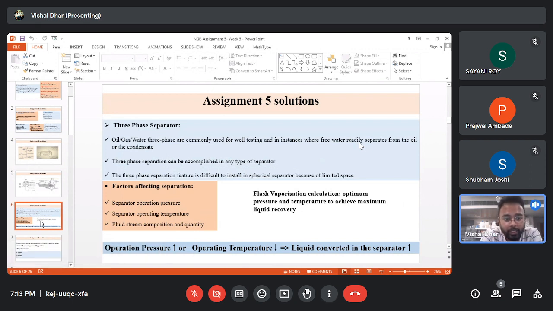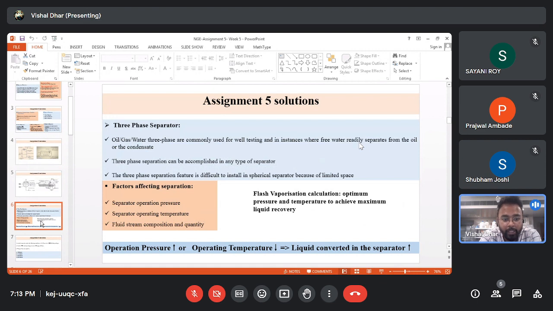Then there is the three-phase separator. Here, oil, gas, water, three phases are commonly used for well testing. In some instances, the free water readily separates from oil or the condensate. Three-phase separation can be accomplished in any type of separator. The three-phase separation feature is difficult to install in a spherical separator because of limited space. So in both vertical and horizontal separators we can separate three phases.